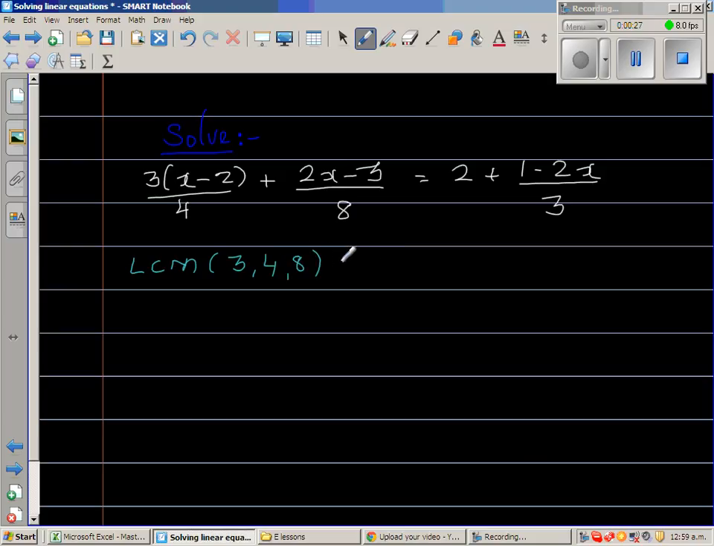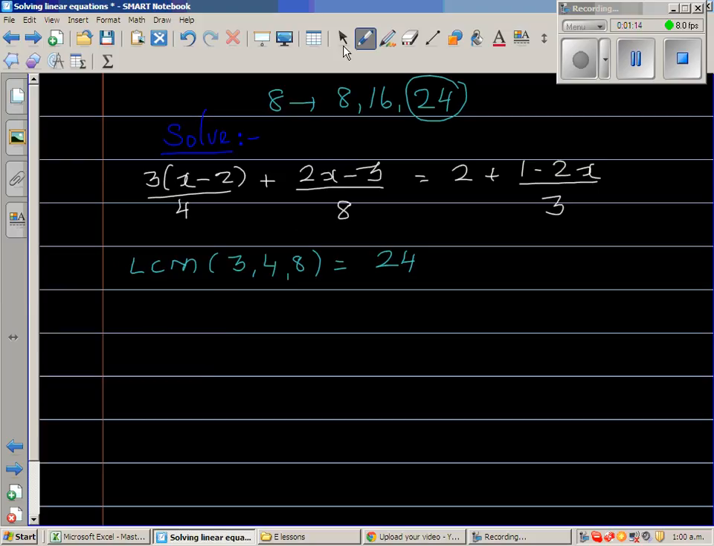As I discussed in the previous video, the best way to do this is to write the multiples of the largest number. So I'll write the multiples of 8. 8 doesn't work, since 3 doesn't go in 8 and 4 goes in 8 but 3 doesn't. The next multiple is 16. 3 doesn't go in 16, so 16 doesn't work. The next is 24. So 3 goes in 24 8 times, 4 goes in 24 6 times, and 8 goes in 24 3 times. So the least common multiple is 24.